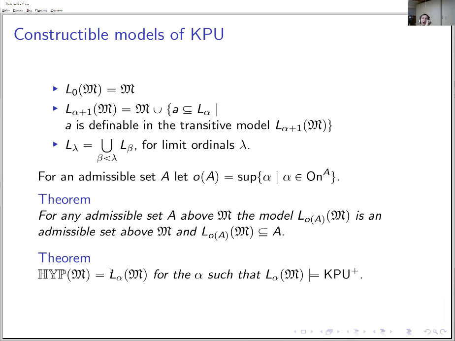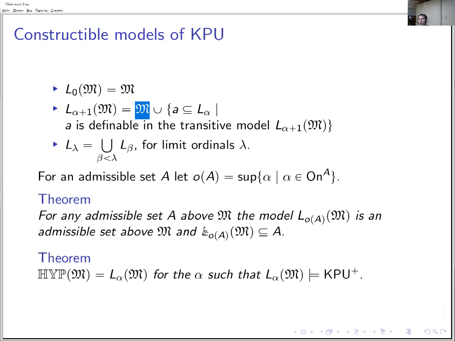So we consider constructible models of KPU. Basically, the constructible sets over a given model M are defined by straightforward transfinite recursion. It's more or less the same as the usual definition of the constructible universe, however relativized to a model M. So we start with the empty set. We start with model M, and on a successor stage we take the union of M and all definable subsets of the previous level.